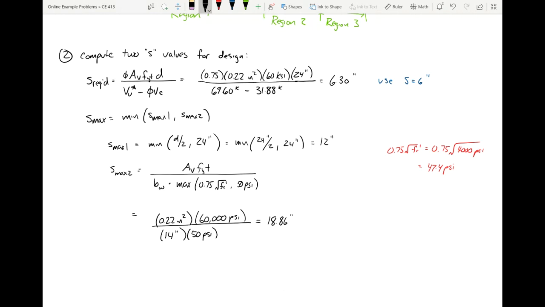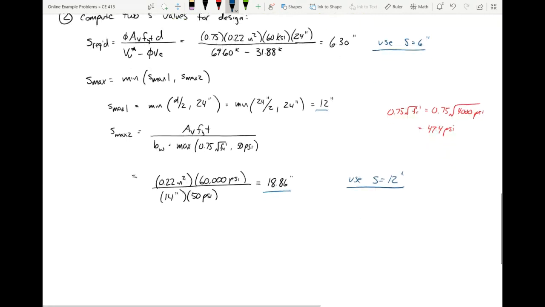So we have two options. We have the use of S equals 6 inches. Then we have the minimum of S max 1 or S max 2, which is right here and here. So we're going to use S equals 12 inches. So step 2 says we needed to compute 2 S values for design. We did, and we have S equals 6 and S equals 12.